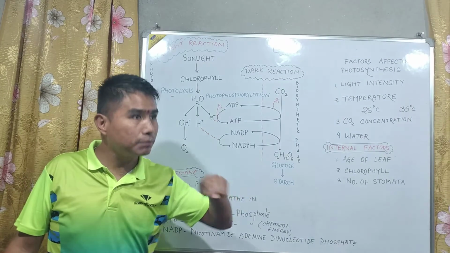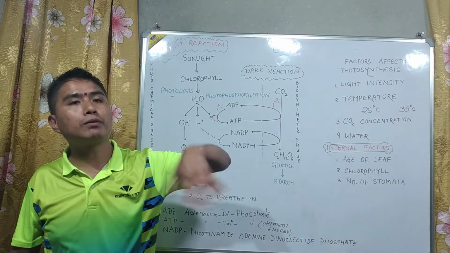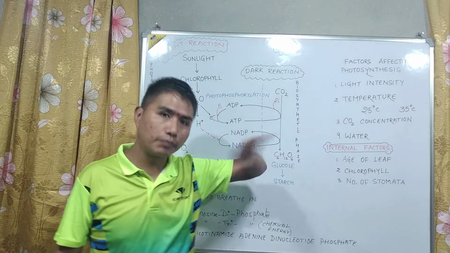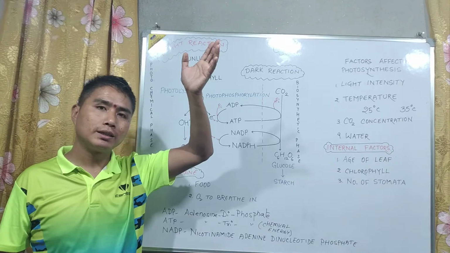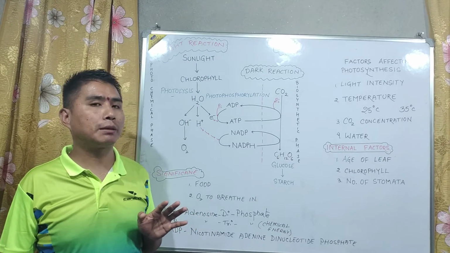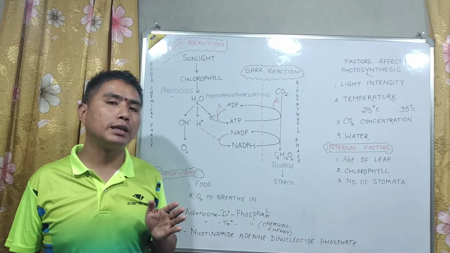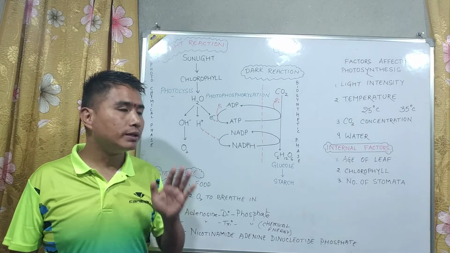So again, if the temperature becomes 27, then again the amount of glucose produced will be double. So temperature also matters a lot. But if it is very high, then photosynthesis may not take place. It might in fact affect the chlorophyll present there also, because high temperature is very harmful.